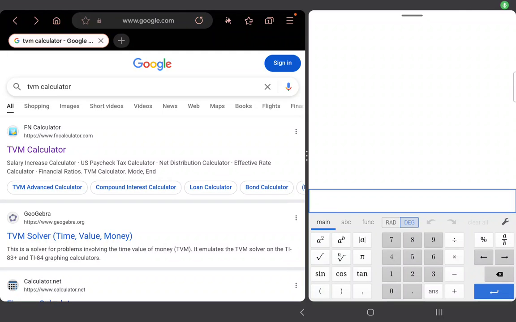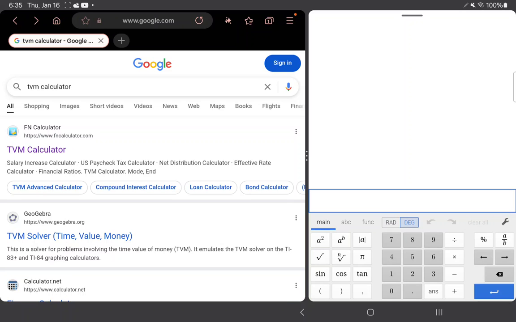Right, welcome everybody. In this video, we're going to go through how to use a TVM calculator, which stands for time value of money. I've got a Google tab here on the left with a web browser, and on the right, I have loaded up the Desmos Scientific Calculator. We're just going to use that to compare some of the results, at least for some of the earlier uses of the TVM calculator.